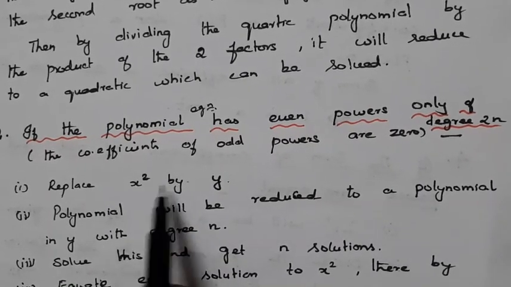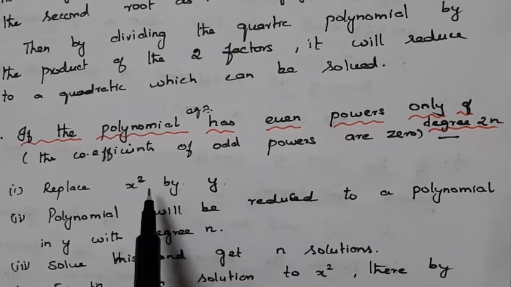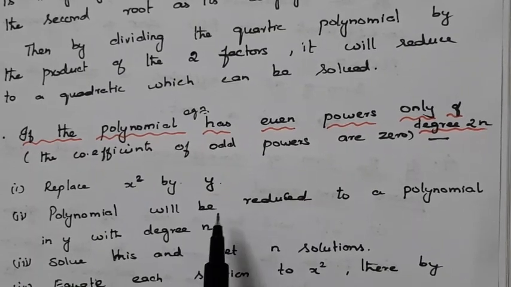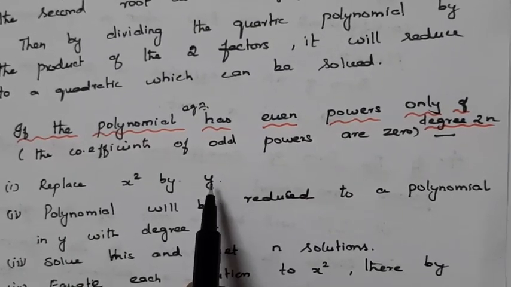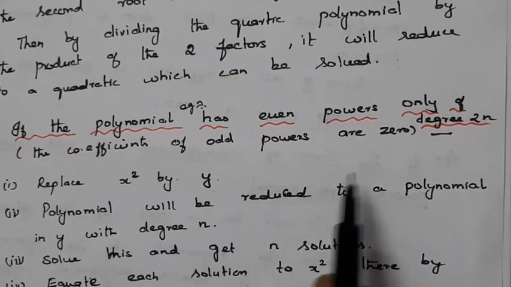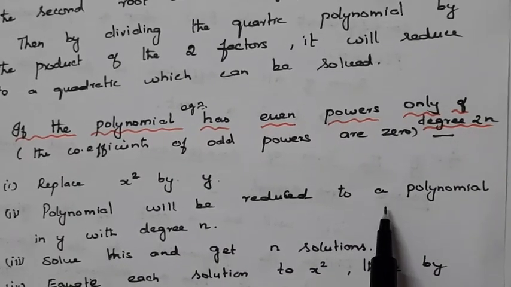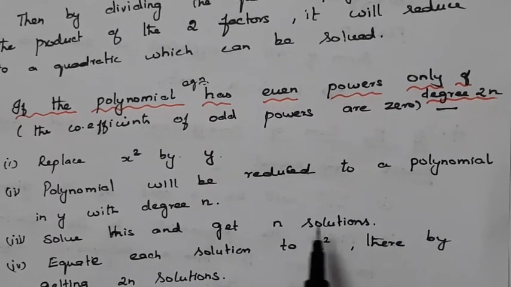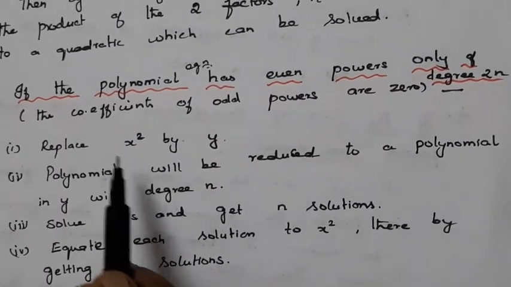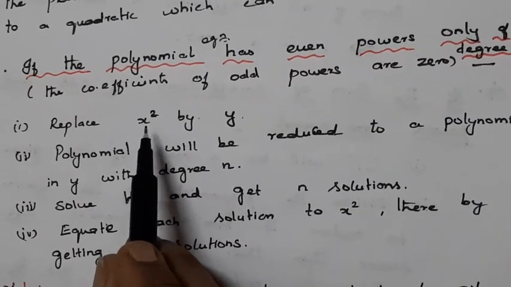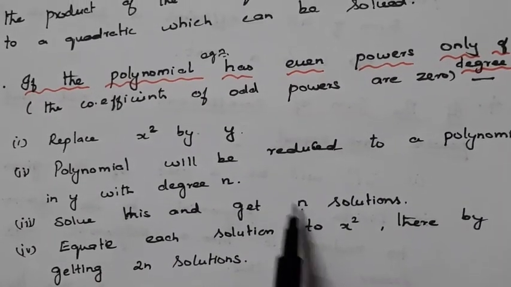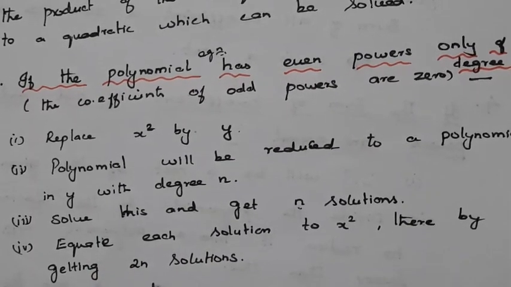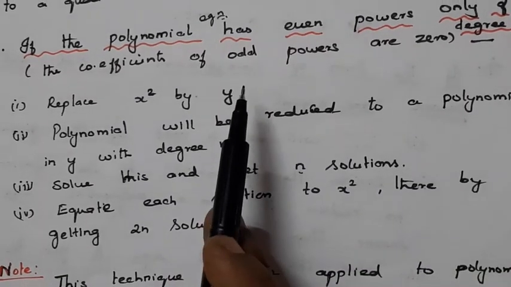So, x power 4 will be y squared, x power 6 will be y cube, like that it will proceed. And then the polynomial equation will be reduced to a polynomial equation in terms of y. What would be the degree of that reduced equation? It is of degree 2n, so the reduced equation will be of degree n. And then you have to solve that equation. So, you will get n solutions, and equate each solution to x squared. Thereby, equating x squared to each solution, you will get 2 solutions each. So, equating x squared to n solutions, you will have 2n solutions. So, those would be the solutions of the given equation.